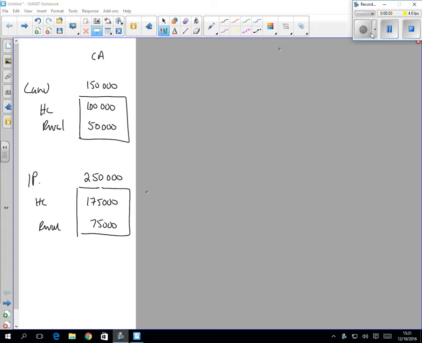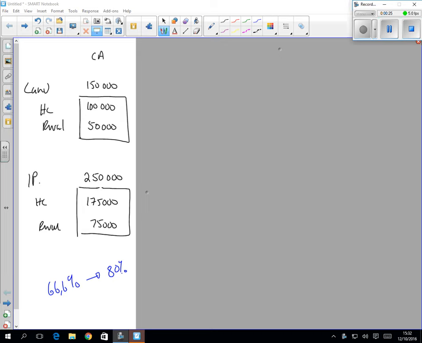All right, guys, I just want to do a quick tutorial on the deferred tax implications if there's a change in the CGT inclusion rate, just like that which happened this year. And as you know, our CGT inclusion rate went from 66.6% to 80%.